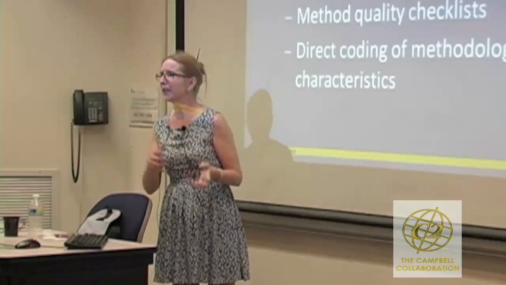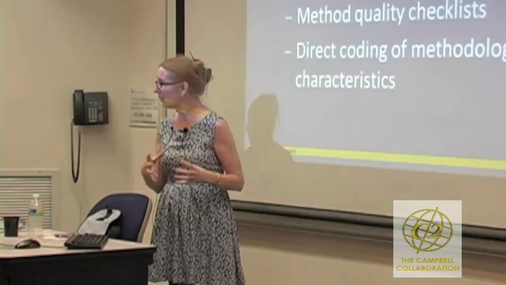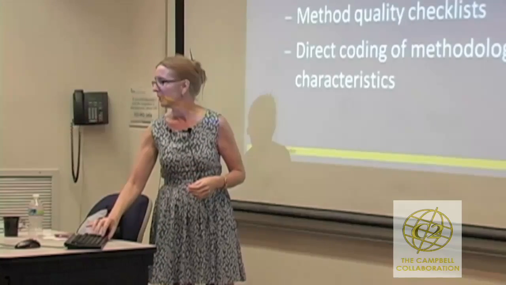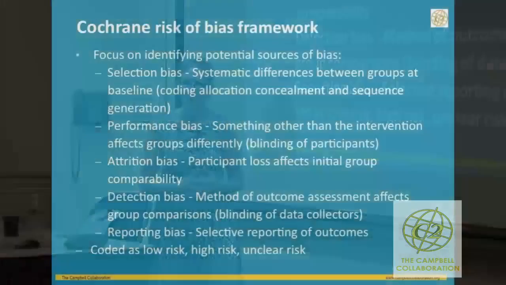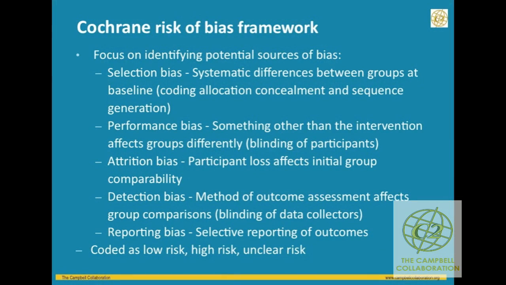And there's variations on all these and combinations of all of these. And it's something to talk about with your editors and your funders about what they want you to do. And also fight about if you want to do it a different way. It's perfectly within your rights to propose a new and better way to do things. So Cochrane risk of bias is focused on identifying potential sources of bias in the studies that are included in your review.